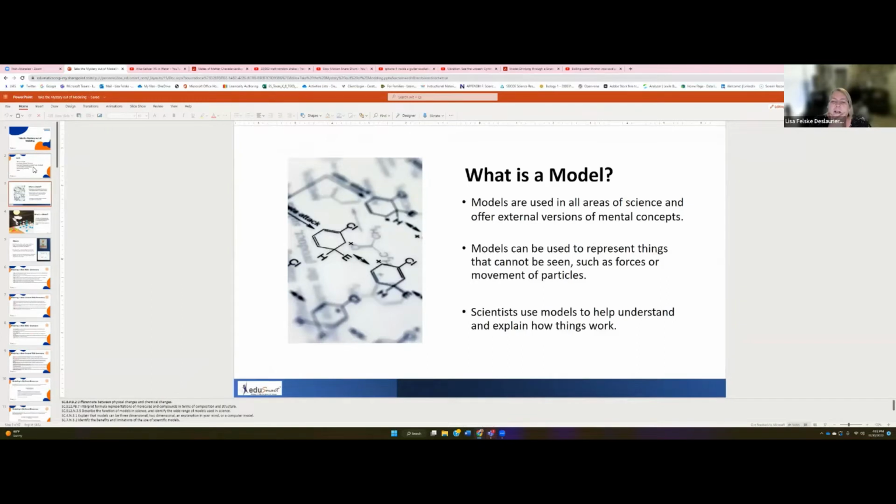So what is a model? Models are things that are used to offer an external version of a mental concept. I like to say it represents things that cannot be seen, such as forces or movement of particles. And scientists use models to help us understand and to explain how things work.